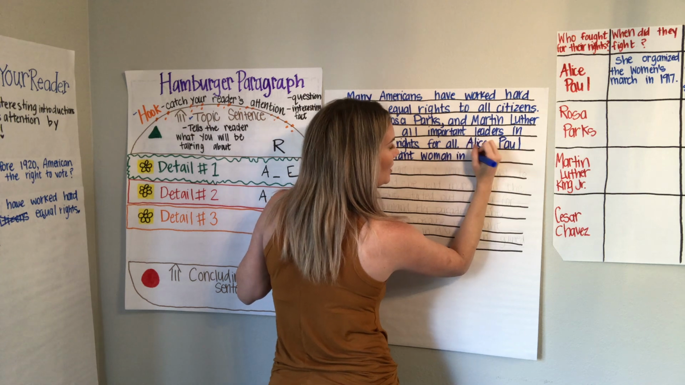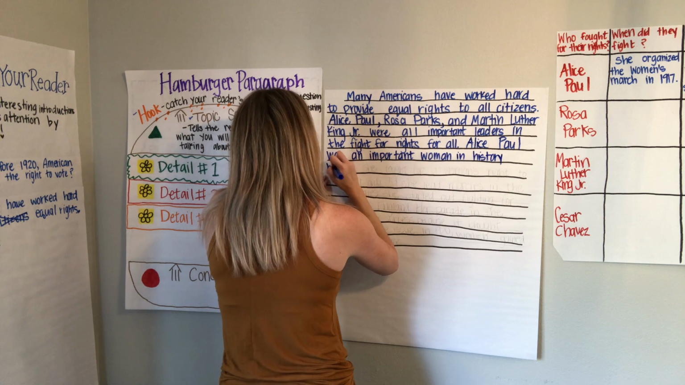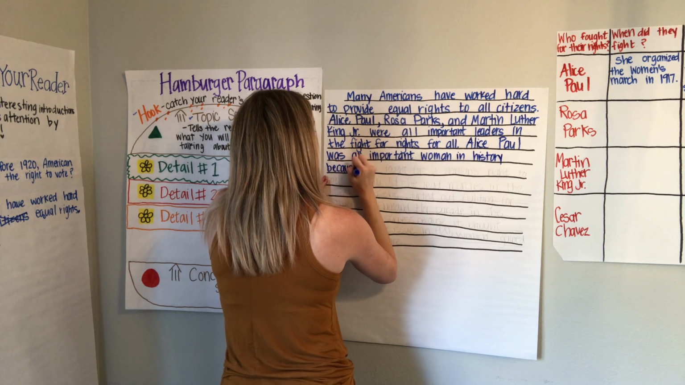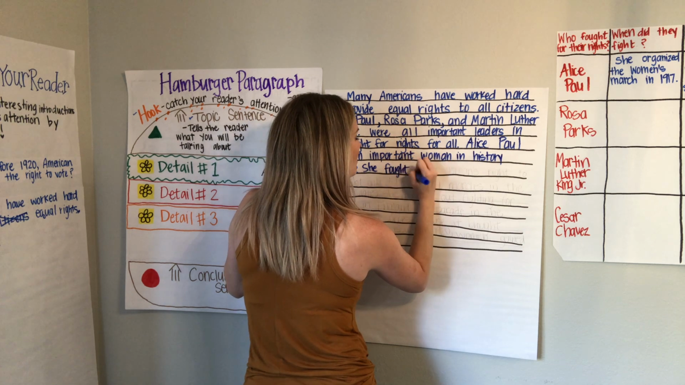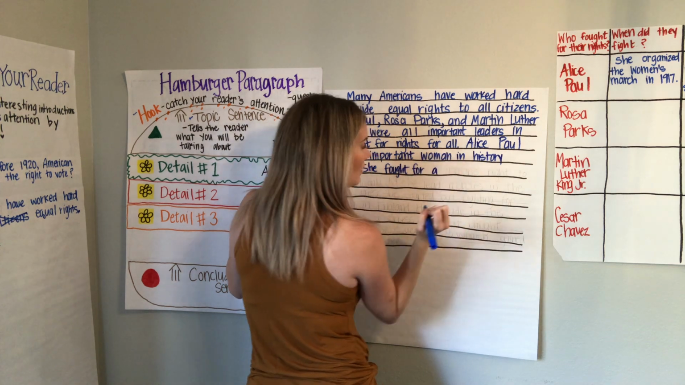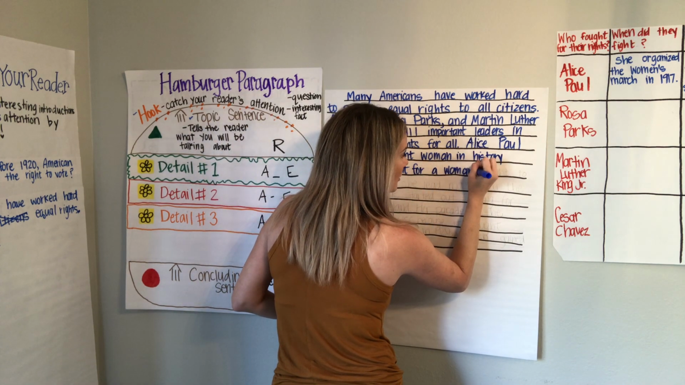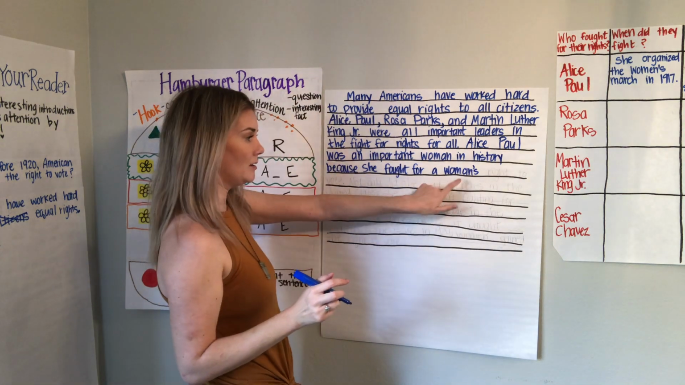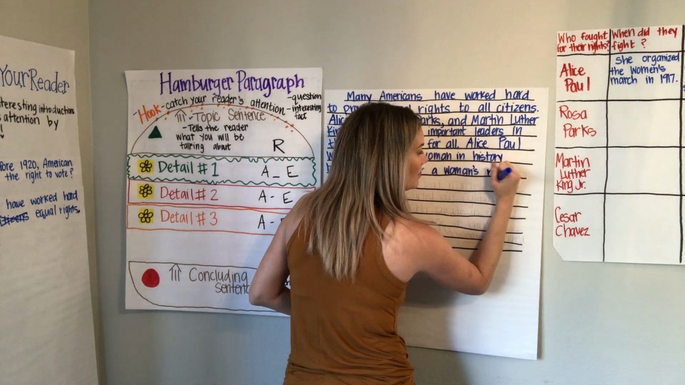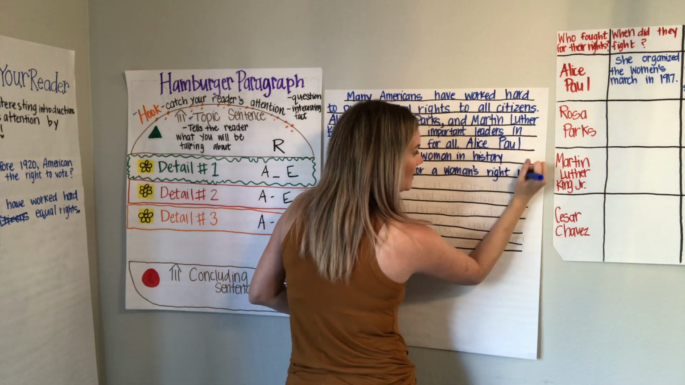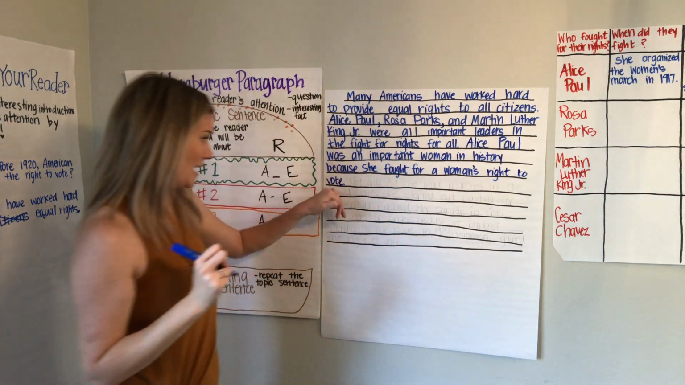She was an important woman in history because she fought for a woman's right, apostrophe S, because it is women's right. The rights belong to the women, so it's possessive. Right to vote. Period. So there's my answer.